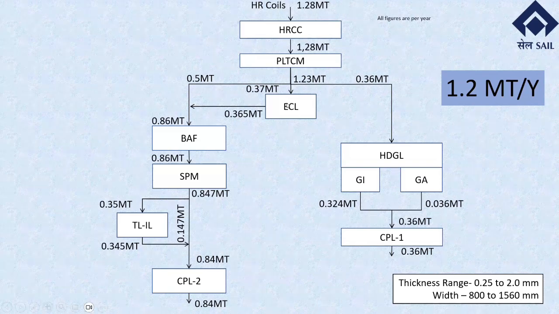We have 3 routes for processing the CR coil. The PLTCM, that is pickling line and tandem cold mill, is the mother unit. After that we have 3 routes. One, we go to annealing, then SPM, then TLL, then the packaging. The other route is, before going to annealing, we can do electrolytic cleaning as per the customer requirements. And the third route is the galvanizing route, which Parichay will talk about.